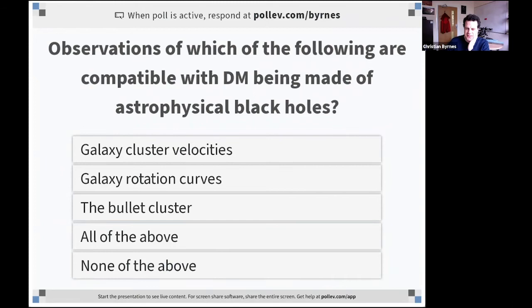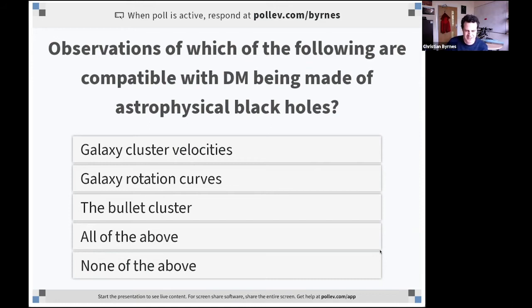We're nearly up to 30. Okay. Let's see how it went. Oh. Right, interesting. A very strong split.